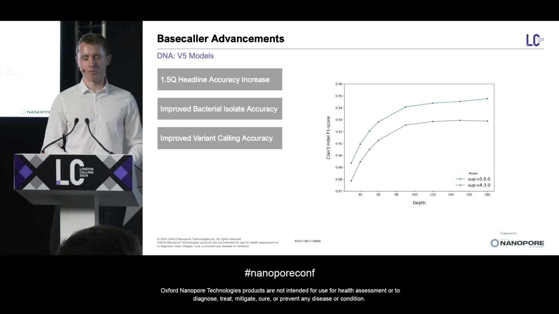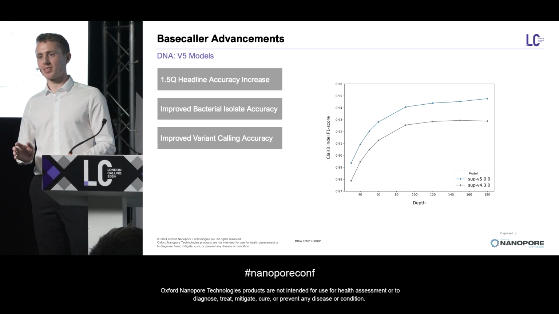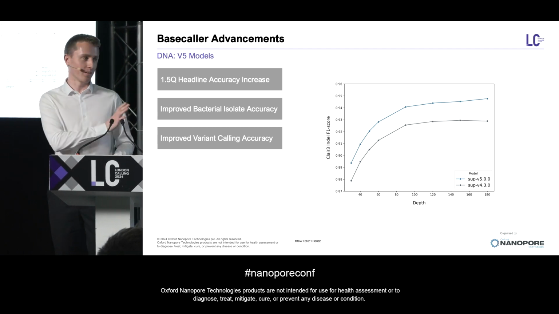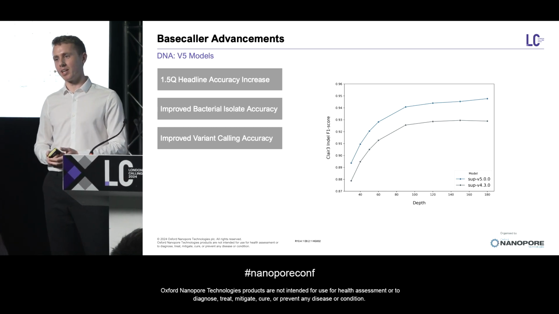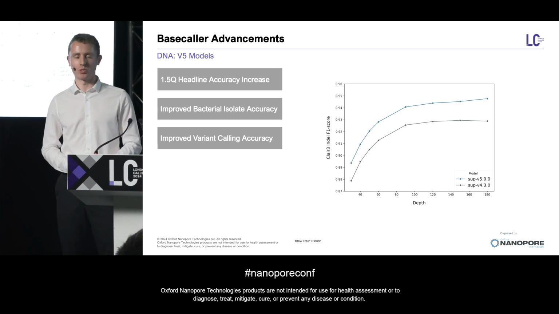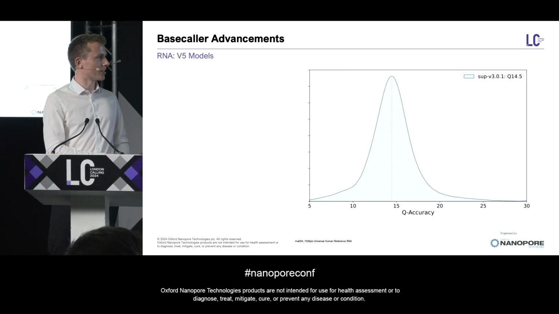So we see nice improvements at specific regions. You'll also see improvements in homopolymers and low complexity regions that we haven't shown today. And we see that it's single read accuracy, but also at assembly level, which we'll see later on in Sean's talk. That's DNA. Moving on to RNA.